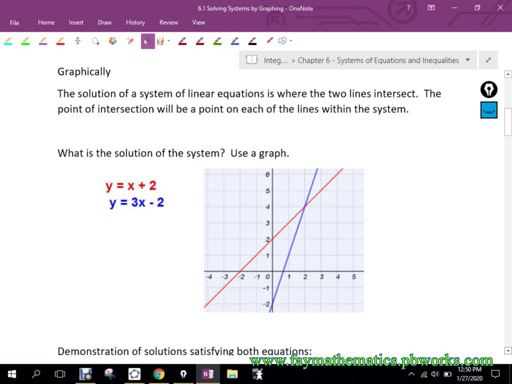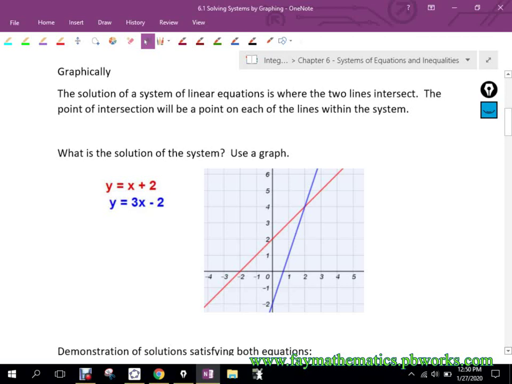All right, so the solution, graphically speaking, the solution of a system of linear equations, or the solution of a group of equations, is where the 2 lines intersect, where the 2 graphs cross each other, okay? So the point of intersection will be a point on each of the lines within the system.